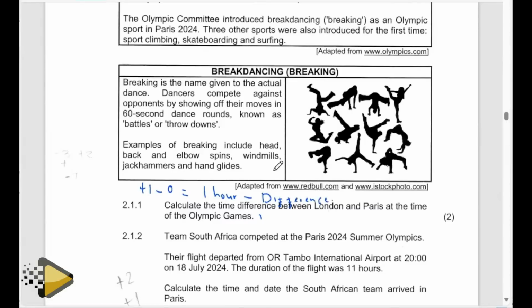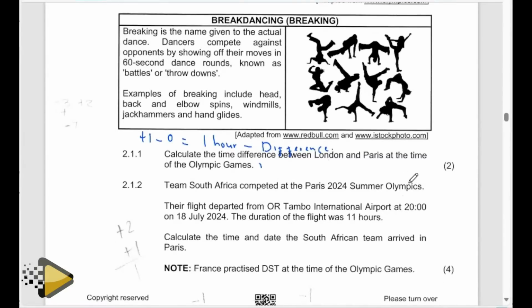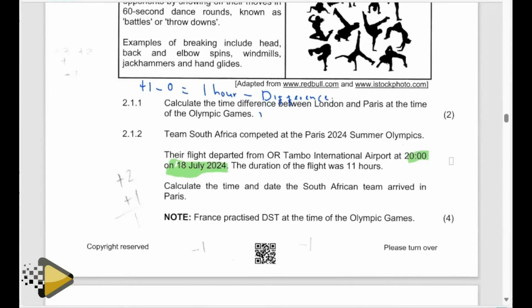Then moving on to the next question. Team South Africa competed at the Paris 2024 Summer Olympics. Their flight departed OR Tambo at 8 o'clock, that is 20:00 on 18 July 2024. That is the departure time and date. Their flight departed at OR Tambo Airport at 8 o'clock. So our departure, we write it just then. That is 20:00, SAST, South African Standard Time. Then the duration of the flight was 11 hours. So we have our 11 hours here. That is duration.